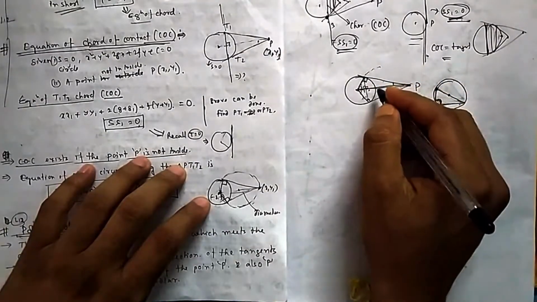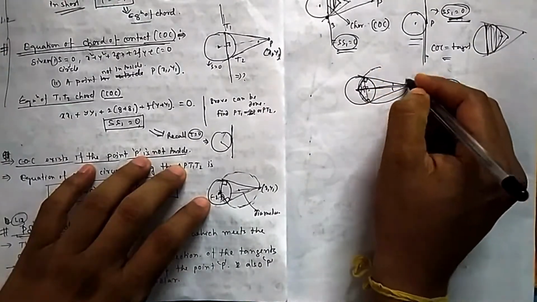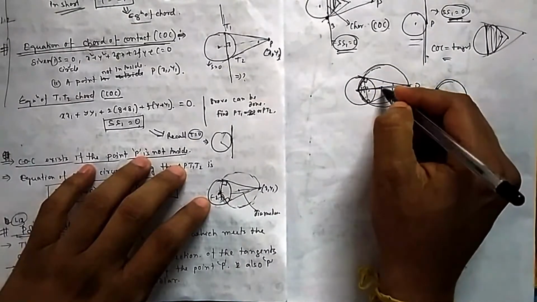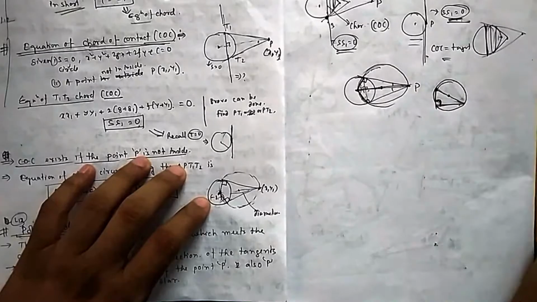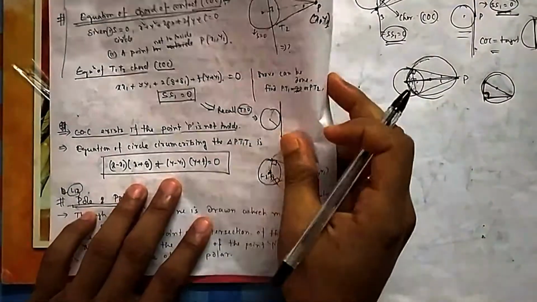So if you want to draw a circumcircle, the center will be here. So you can draw a circumcircle with the center here. So these things you will see. Okay, so in the next article only you will see. So this is the way.